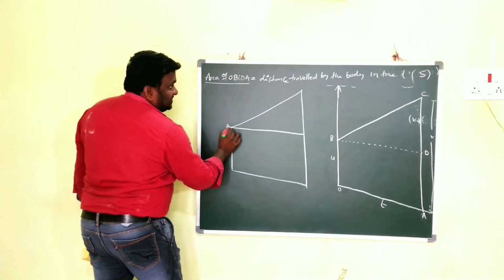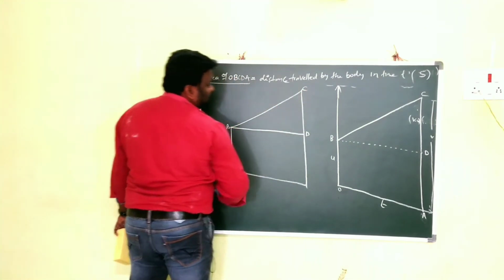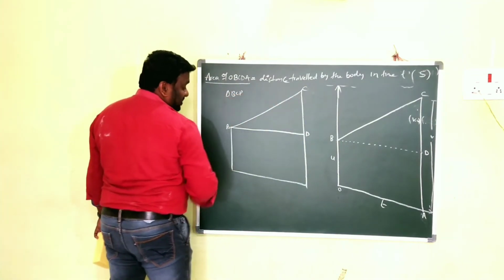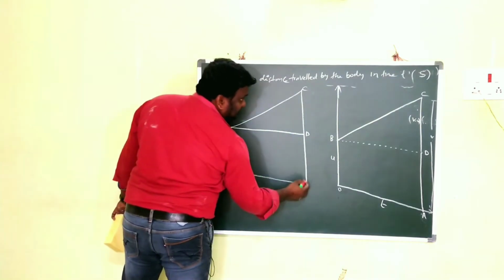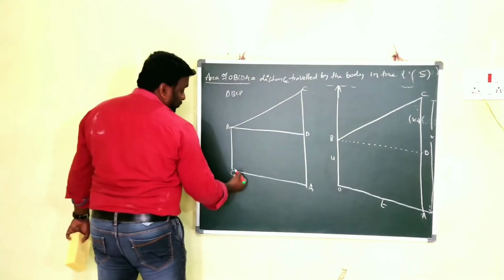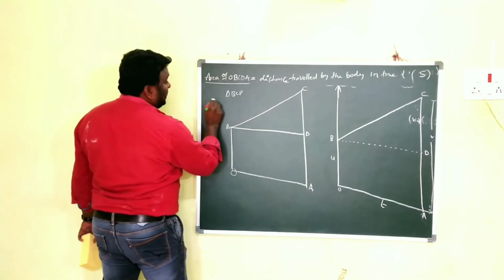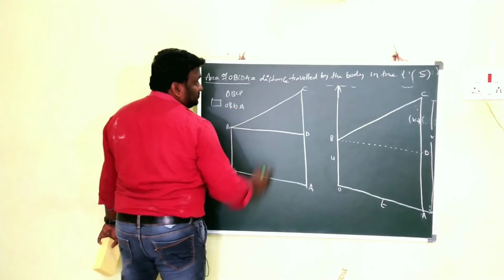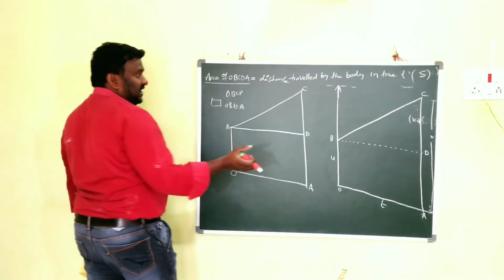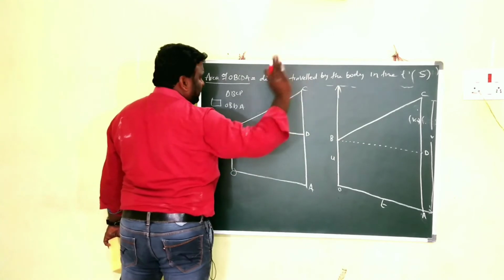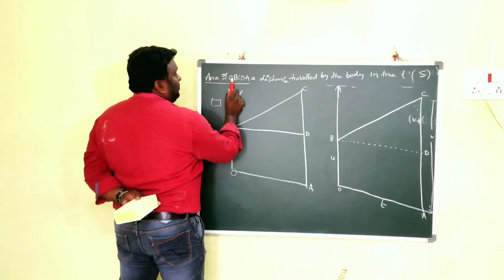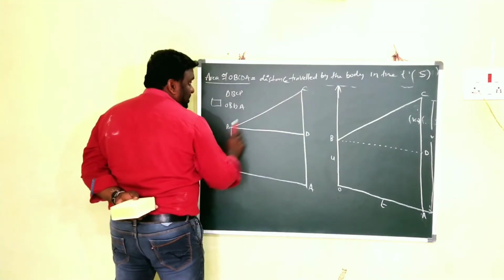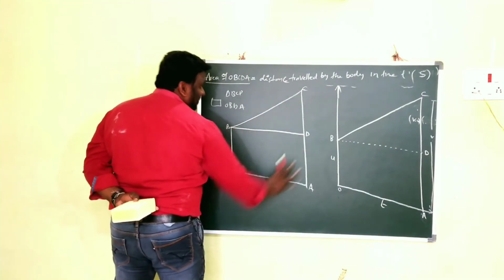So here BCD is a triangle. Next, OBDA is a rectangle. If you can understand this small logic, it is very simple. Here the area of OBCDA is one area.